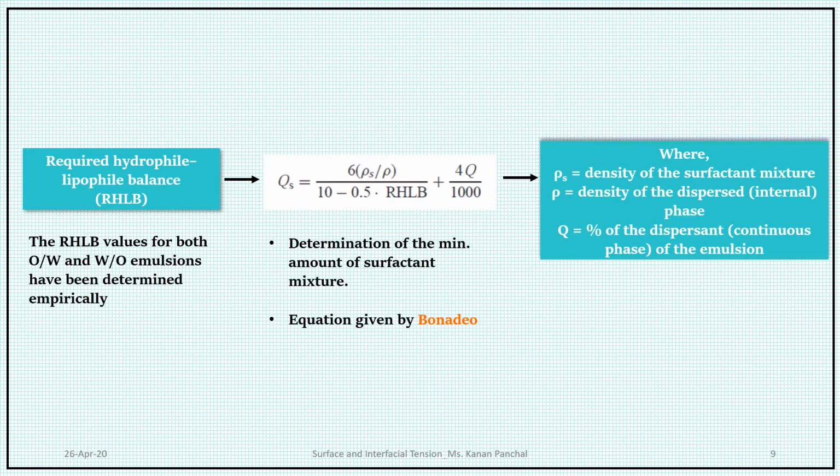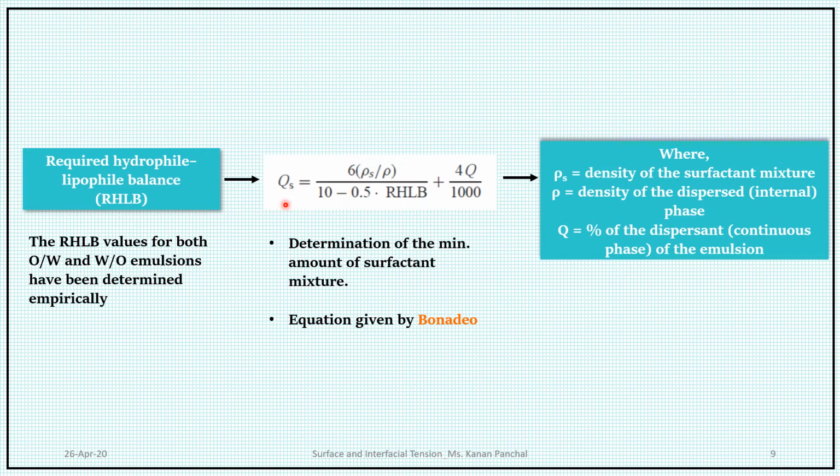Now let us discuss the concept of RHLB, that is, required hydrophile-lipophile balance. Now this RHLB exists for both oil in water and water in oil emulsions. Now RHLB is already determined empirically. So this is used for determining the minimum amount of surfactant which will be required in a mixture. Now this equation is given by Bonadeo.